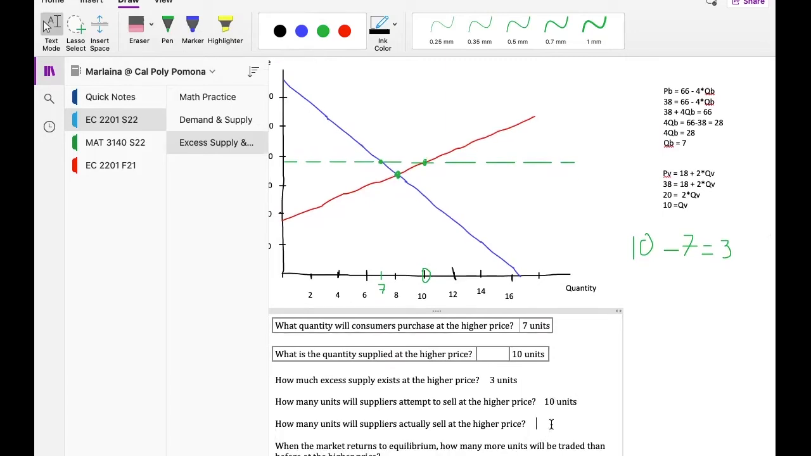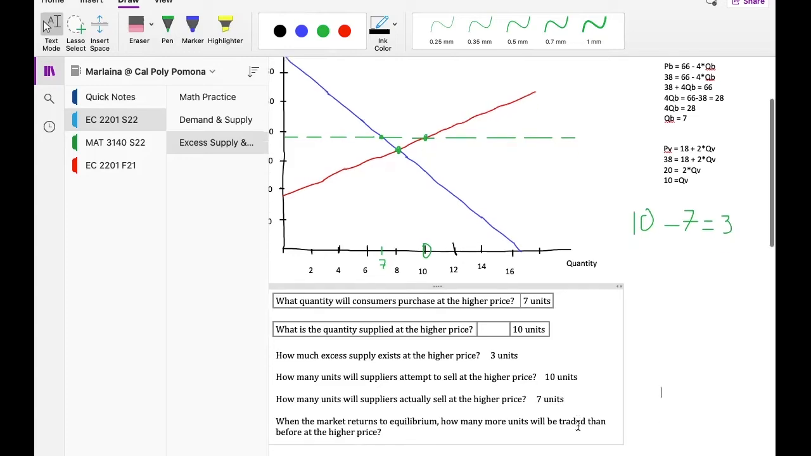However, we've already said that consumers are only going to want to purchase 7 of those units. So despite their attempts, suppliers are only going to be able to sell as many units as consumers want to purchase from them. So while they're going to try and sell 10 units, they're only going to be able to sell 7 units. And now we're going to look at when the market returns to equilibrium, how many more units will be traded than before at the higher price.